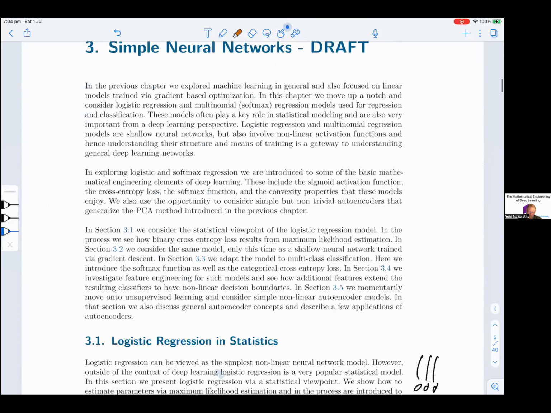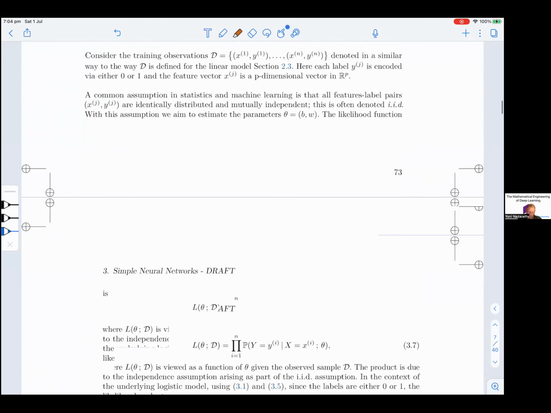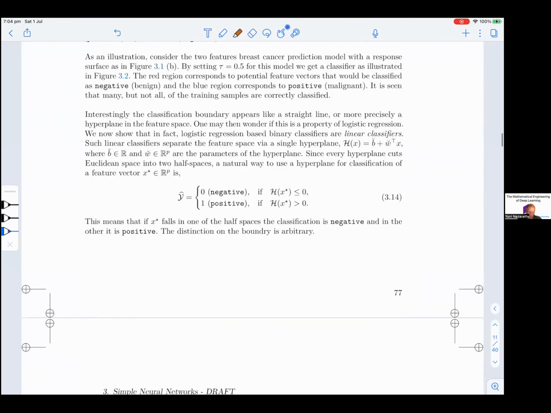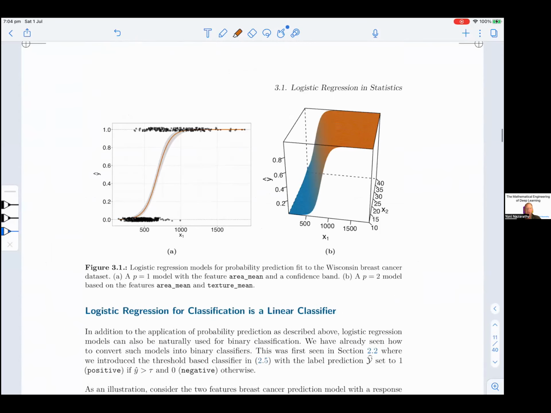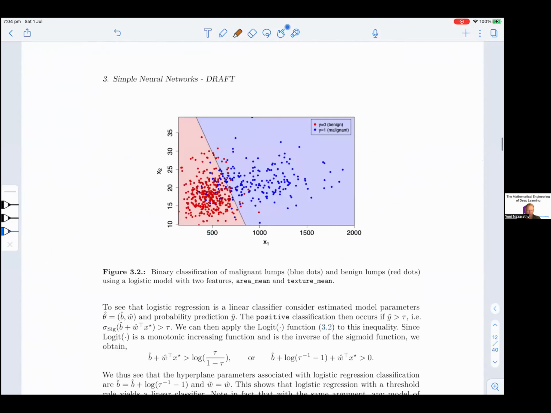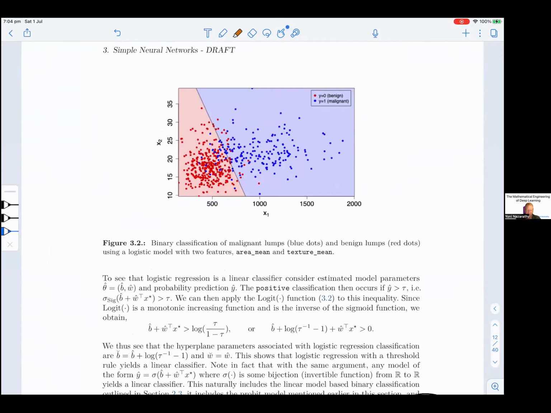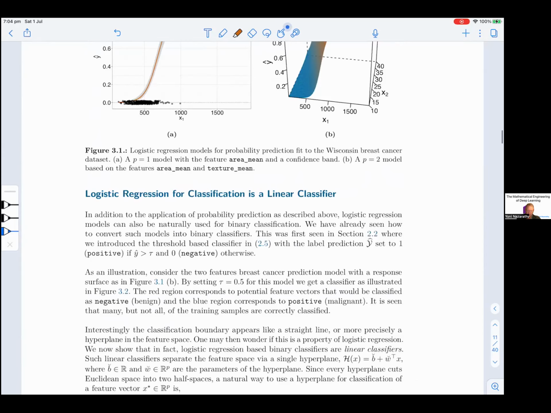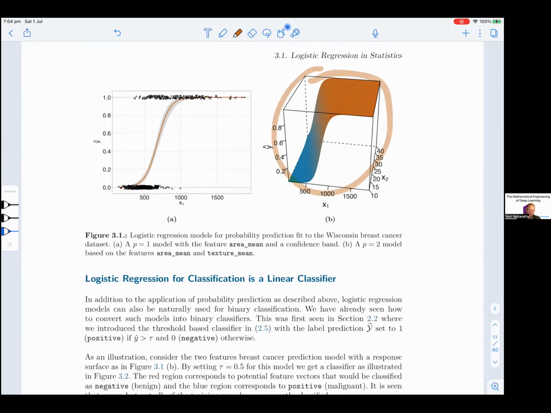So in figure 3.1, we had the sigmoid curve in 1 or 2 dimensions. So that's logistic regression. And in figure 3.2, we had a linear decision boundary, which we get when we use this decision curve. In this case, that one stems from here.